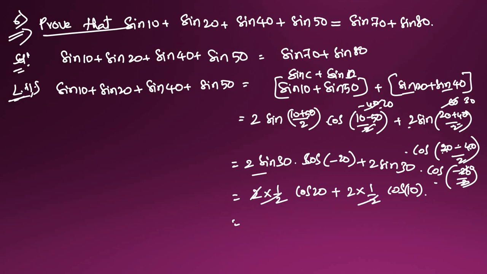So 2 and 2 will get cancelled here. Cos 20 we got here and cos 10 we got here. So these two things we got here. So what we have to prove? Sin 70 plus sin 80 we have to prove here.